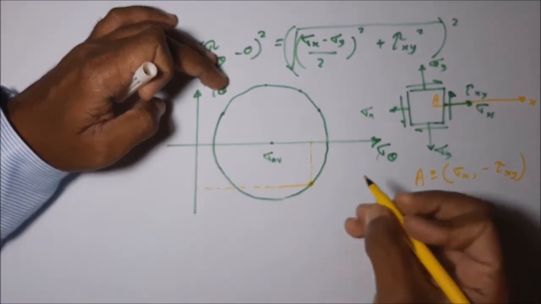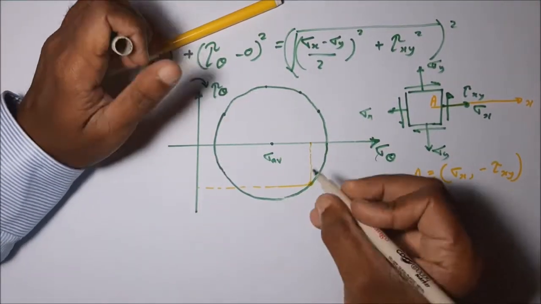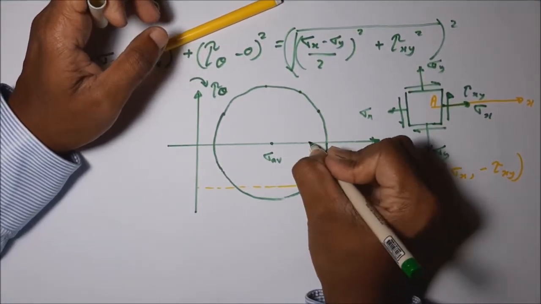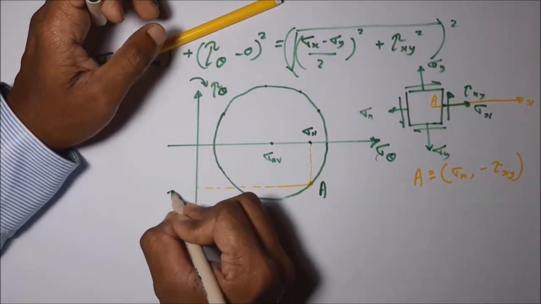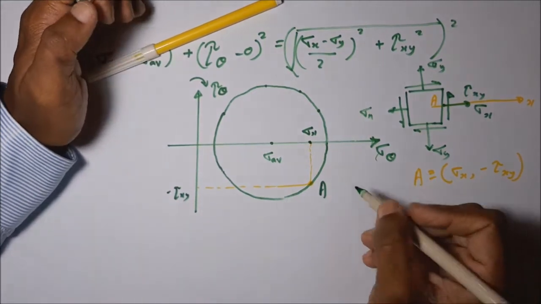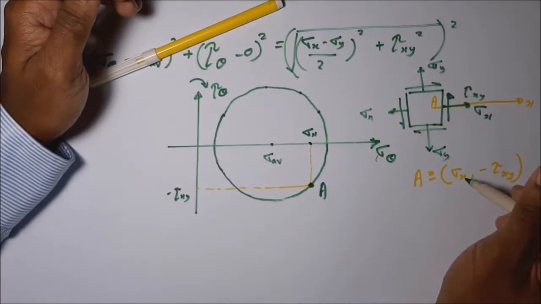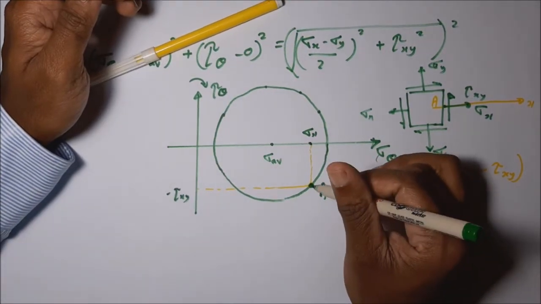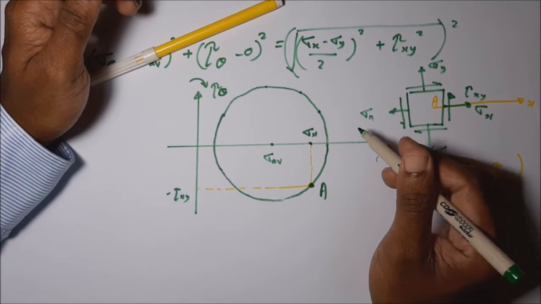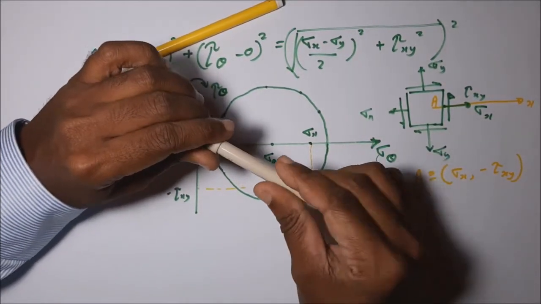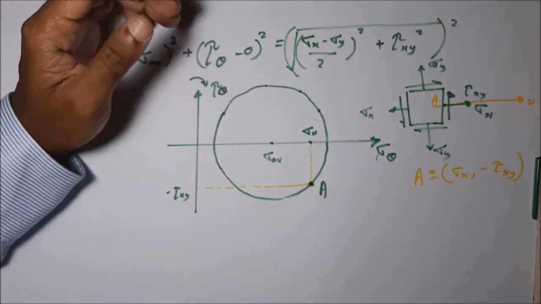Maybe somewhere around this point is representing the A point. This is sigma x, and this is minus tau xy. You can see this A point is representing these two stresses. By reading this A point we can find the stresses acting on that point. Then in this diagram you can see another important property.